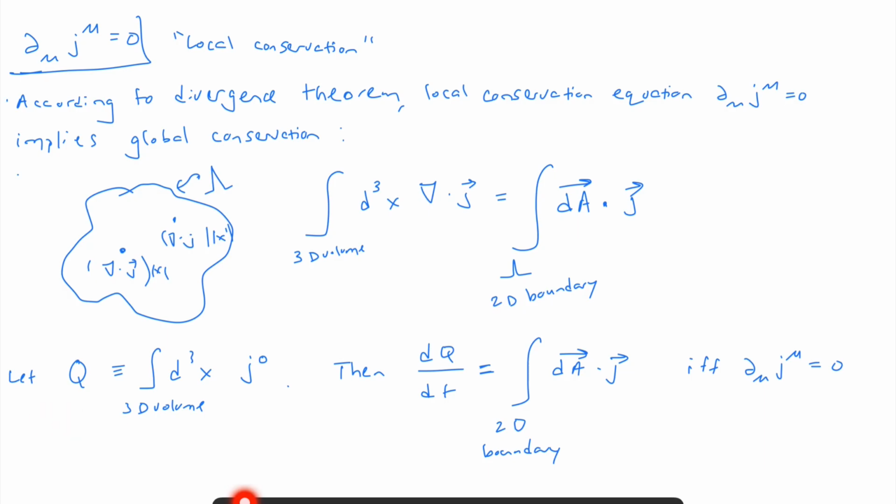let's think of Q as equal to the integral of J0 throughout this entire 3D volume. So now we're integrating J0 throughout this entire volume. Well, then how fast is this thing Q, which is the total amount of it inside this volume, changing per unit time? Well, assuming this is correct, that ∂_μ j^μ is equal to 0, that's going to be equal to the rate of flow of this stuff over the two-dimensional boundary.